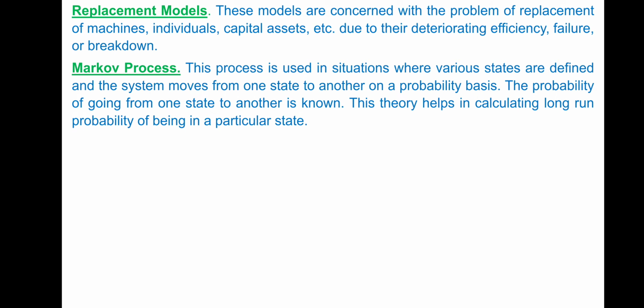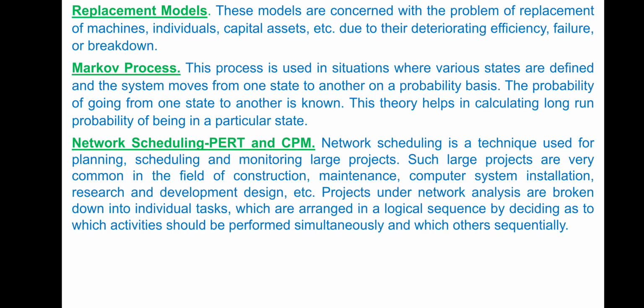Markov process. This process will be used for decision theory. When the probability basis of going from one state to another is known, this theory calculates the long run probability of being in a particular state. Now, network scheduling, PERT and CPM.